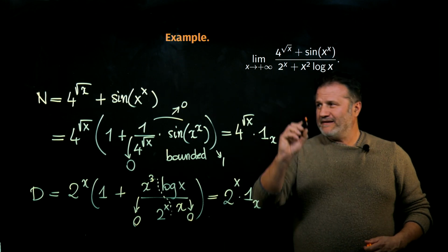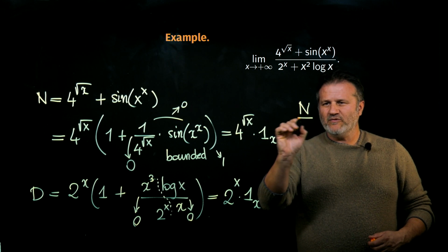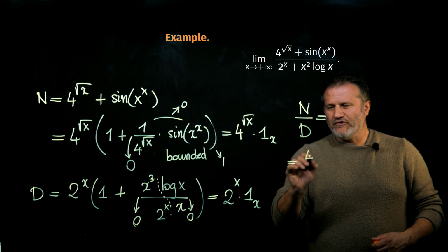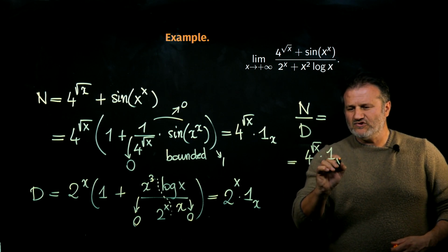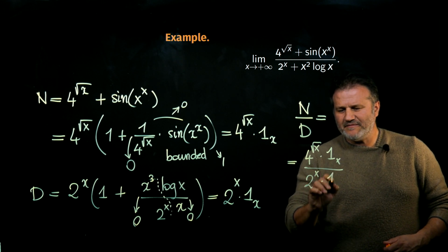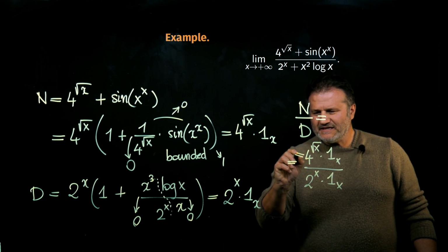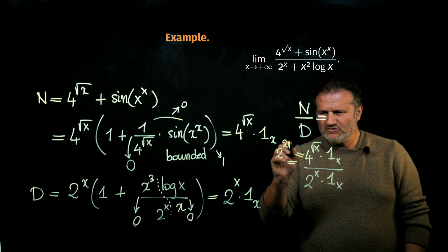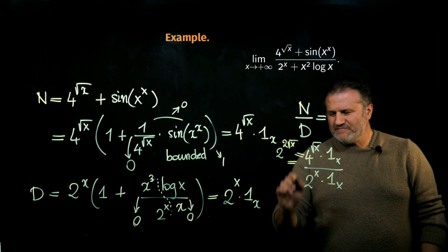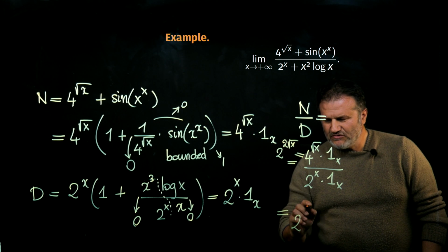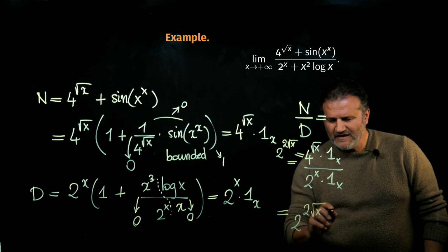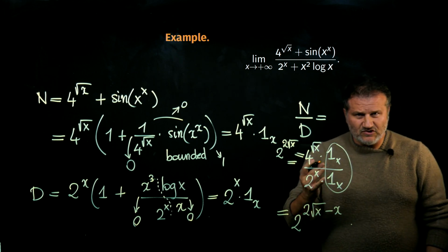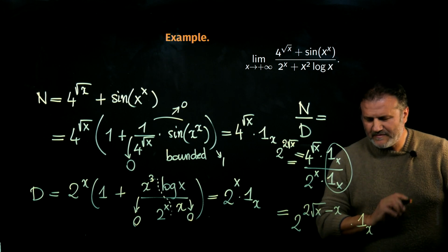If we now combine the two informations, so we have that n over d is equal to, so numerator is 4 to root of x times something that goes to 1, divided by 2 to the x times something that goes to 1. We can write this as a power of exponential with base 2, so 2 to exponent 2 root of x. And therefore, this becomes a unique exponential 2 to exponent 2 root of x minus x times the ratio between two factors that go to 1, which is a fraction that goes to 1 by rules of calculus of limits.